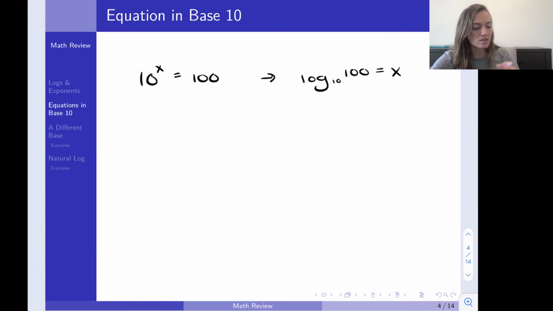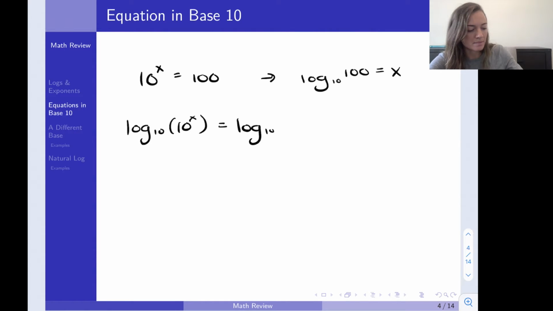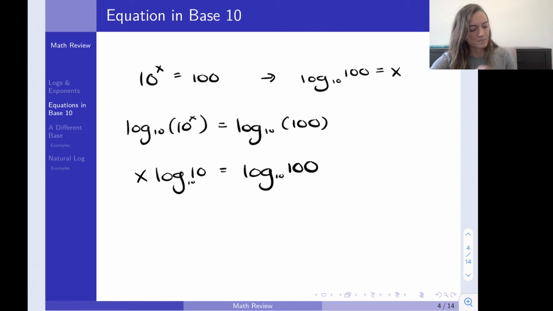So let's say instead of just immediately going to the logarithmic form, I say, okay, I'm going to take the log of both sides of this equation. So I'm going to take log base 10 of 10 to the x, and I'm going to take log base 10 of 100. So I did the same thing to both sides of my equation, and now I can rewrite things a little bit. So I know that log of 10 to the x I can rewrite as x log base 10 of 10. And so then this is equal to log of 100.